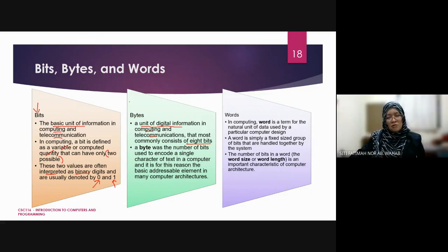You have bit 0 and 1. So 1, 0, 0, 0, 0, 0, 0, 1. 8 bits is equivalent to 1 byte. Let's see this one. There are 8 bits equivalent to 1 byte. Whatever the number, 1, 1, 1, 1, 1, 1, 1, 0, it is equivalent to 1 byte.